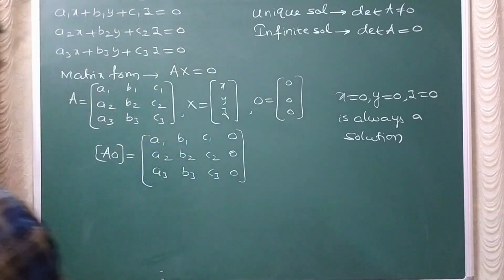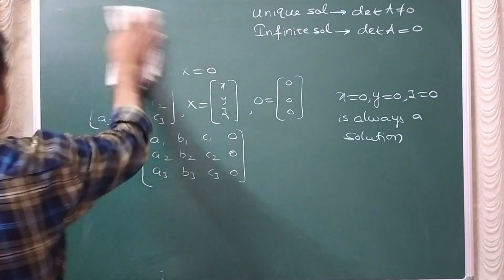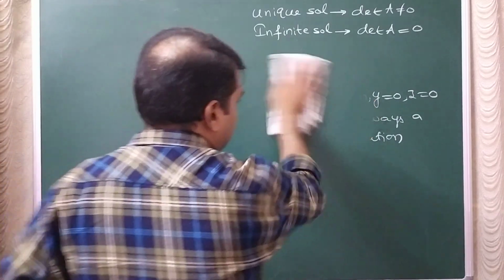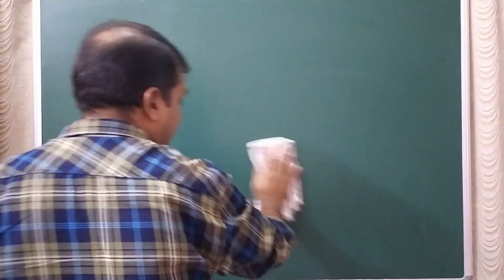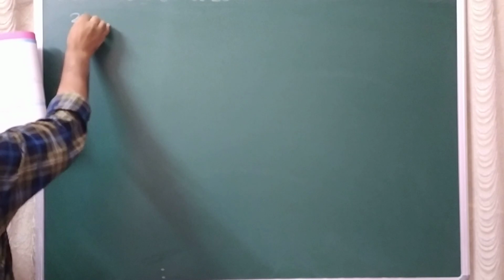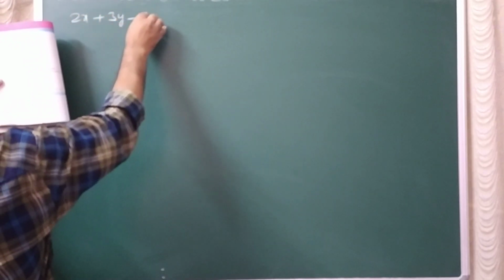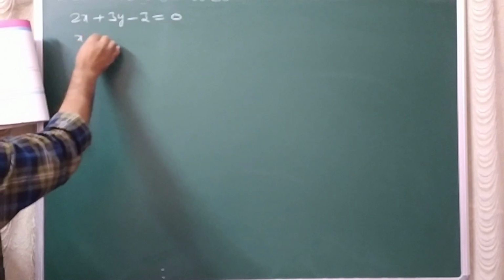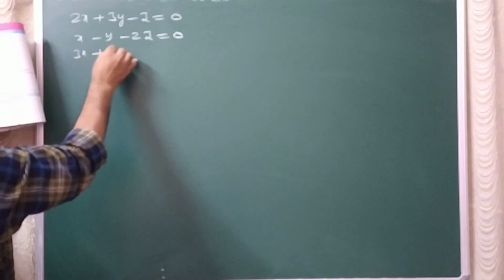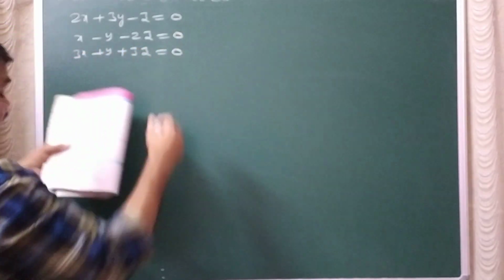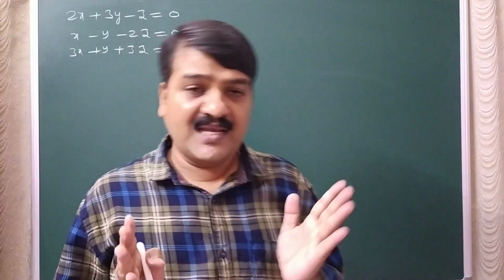Okay, so let us see by taking a problem. Let us try to solve a problem now. A homogeneous system is very easy actually. Just by det A, we can determine which type of solutions the system has. For example, if I take a problem like 2x + 3y - z = 0, x - y - 2z = 0, 3x + y + 3z = 0. So I will take a problem like this. Can we get the solution by det A? Let us see first.